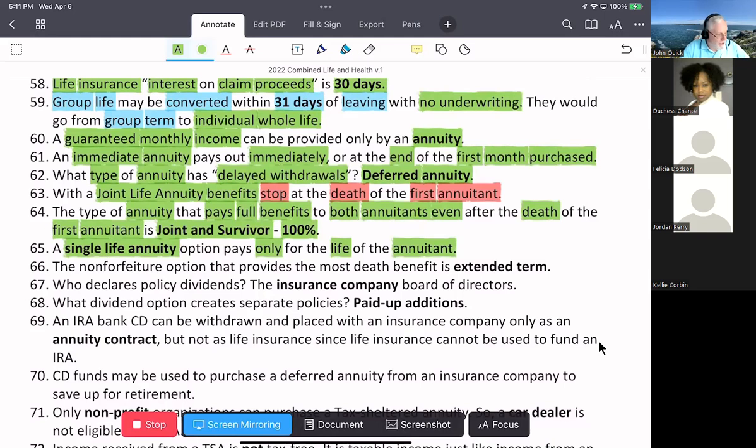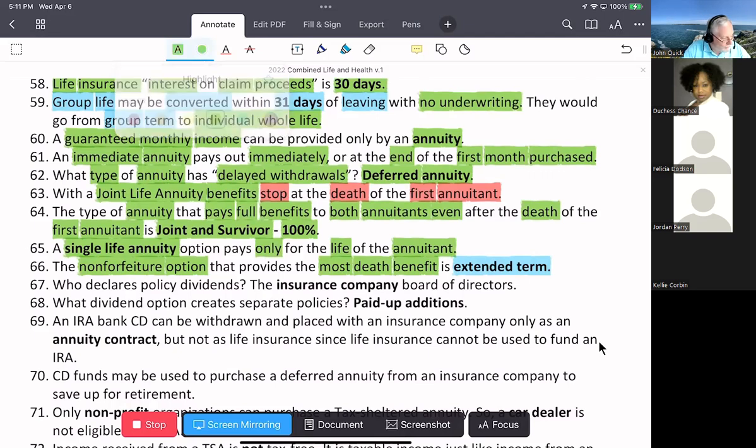Okay, now the non-forfeiture option. Remember, we got cash surrender, reduced paid up, extended term. Which gives you the most death benefit? Why, it's extended term, because extended term is the same amount.